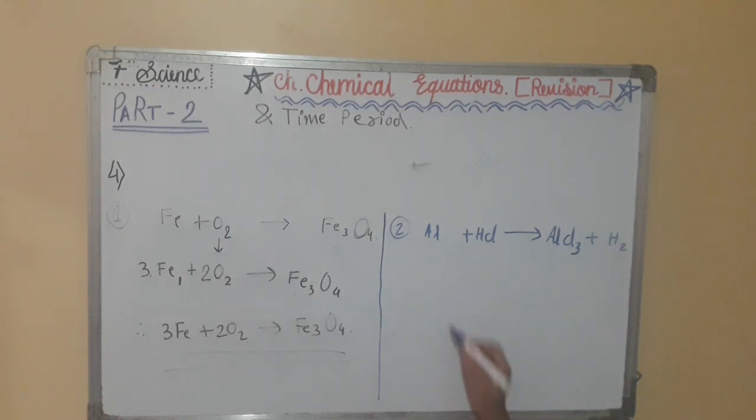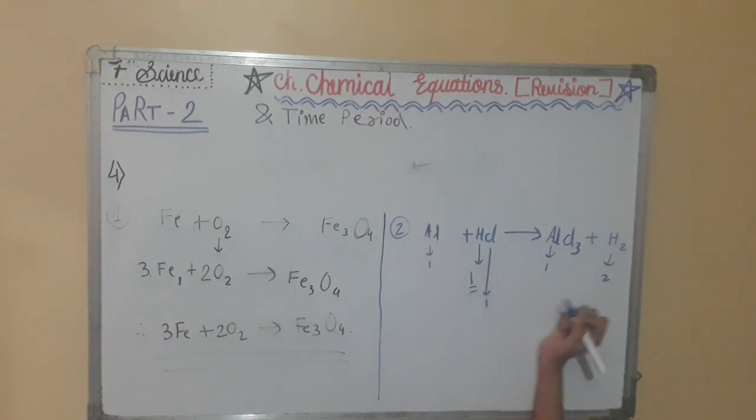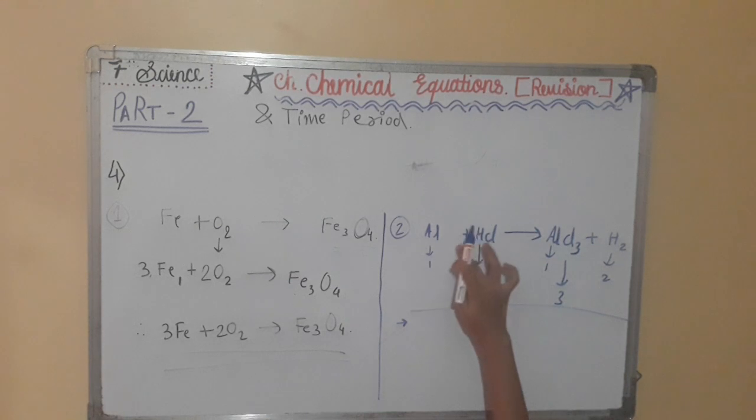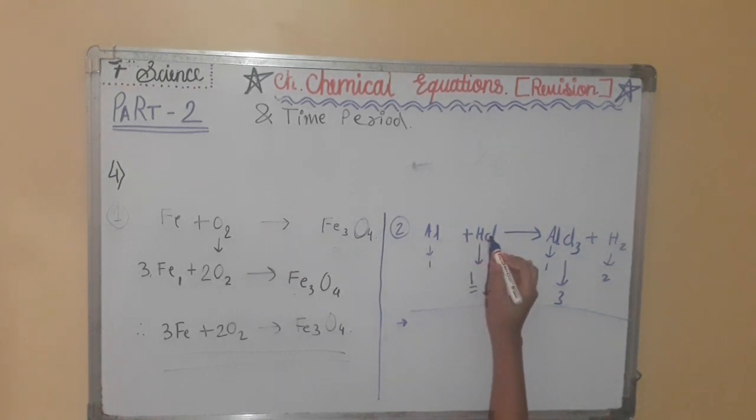So we know at this place aluminium's molecule is 1. Here also aluminium's molecule is 1. So we don't need to balance them, they are already balanced. Here hydrogen's molecule is 1, here hydrogen's molecule is 2. Here chlorine's molecule is 1, here chlorine's molecule is 3. Now we have to balance them. First, because of this addition sign, we can't directly multiply 3 with Cl, we have to multiply this 3 with the whole term.